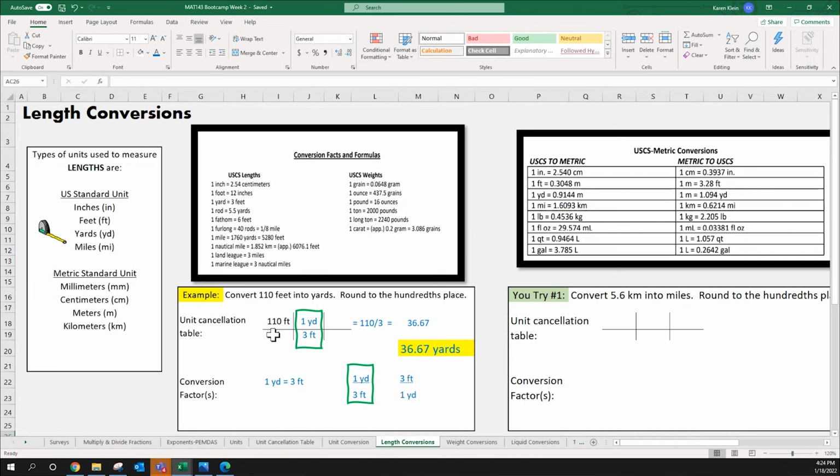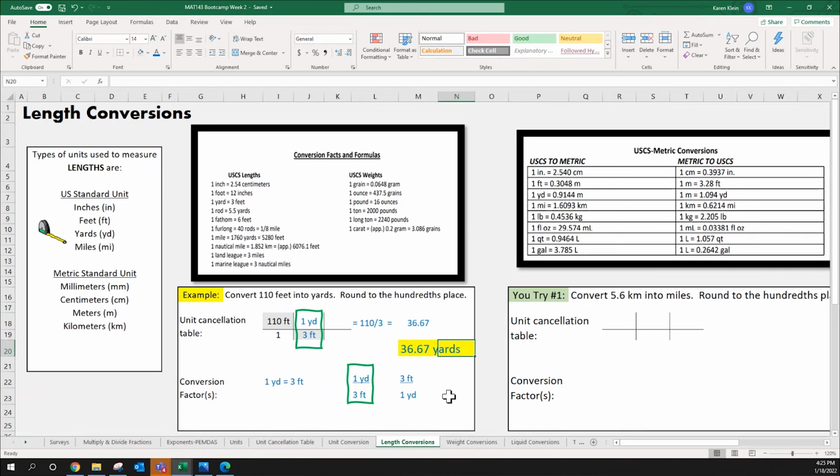Now you notice that I've gone ahead and set up my cancellation table. I started with 110 feet and I put it over 1. And I need to figure out which fraction is going to make my feet units cancel out. Well, that has to be this fraction here. So I want to use the fraction 1 yard divided by 3 feet. When I do that, that's going to take care of the feet unit, and the feet unit is now gone, leaving me with just yards.